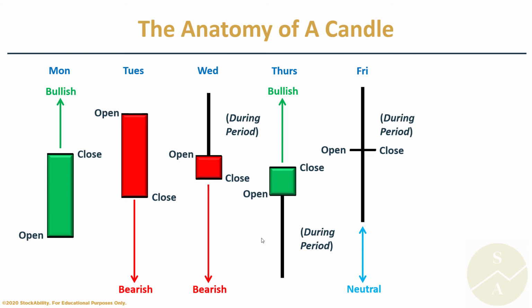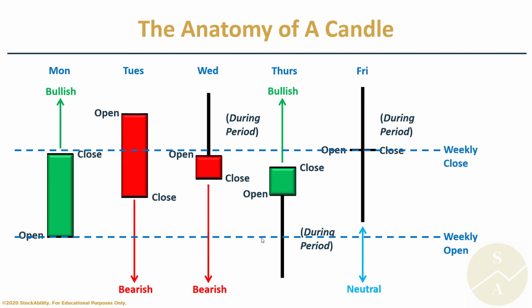It's a neutral day. So if we track this as a Monday through a Friday, we can say we opened low, and by the Friday we did close higher. The difference between the weekly open and the weekly close resulted in a bullish week, reading those candlesticks.